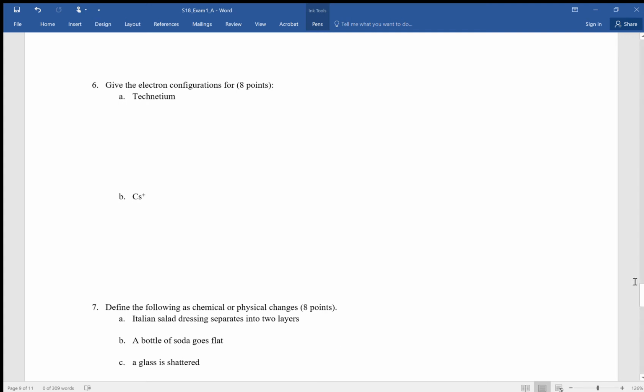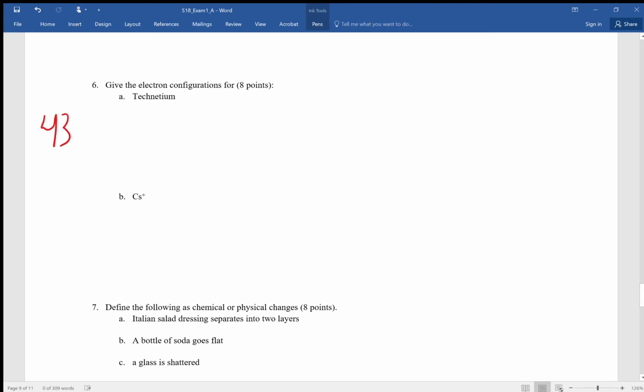When looking at electron configurations, the primary things we need to remember are to find the total number of electrons that we need to use, and then to remember the order that the orbitals fill up in. Again, looking at our periodic table, we can find the number of electrons for each of these. Technetium is element 43, therefore it has 43 electrons.